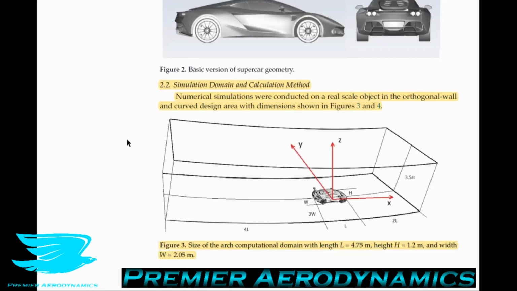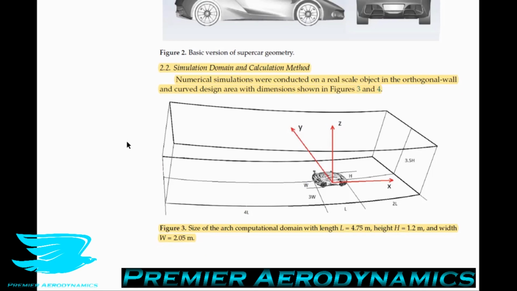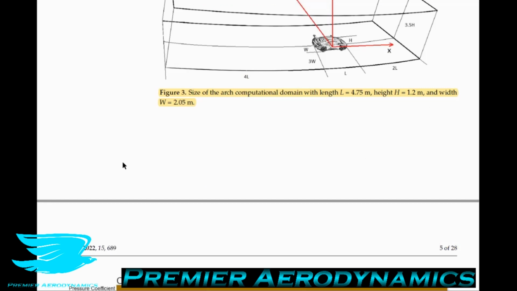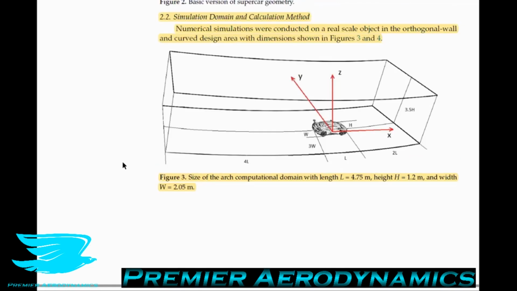So the numerical simulation was conducted on a real scale object in the orthogonal wall and curve design areas with dimensions shown in figures 3 and 4. So what does this mean? They got a car and they scale it down to, it looks like about a 1:5 model, maybe a bit less, maybe even 1:6, 1:7, because the entire simulation domain is only 5 meters long and the car itself takes up maybe 10% of that, maybe a bit more. So it's like a 1:6, 1:7, 1:8 model kind of thing.